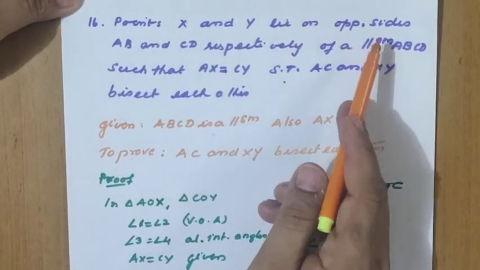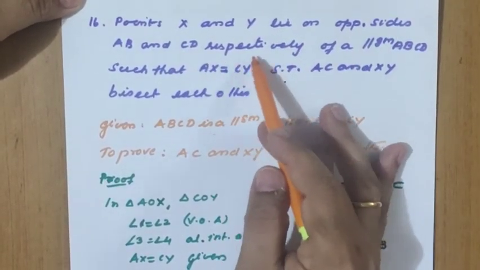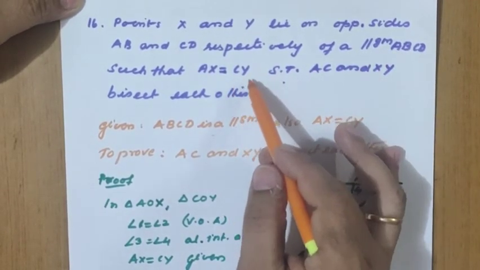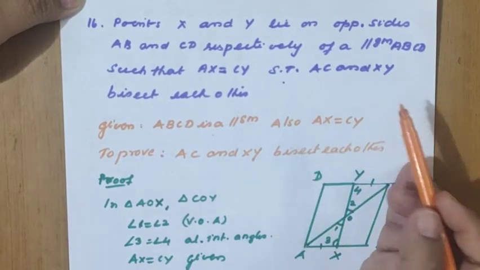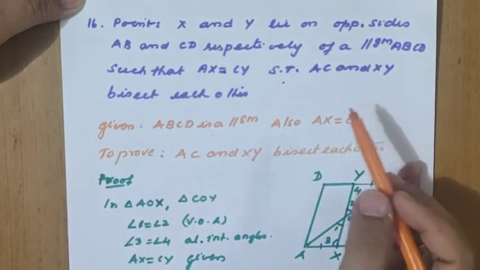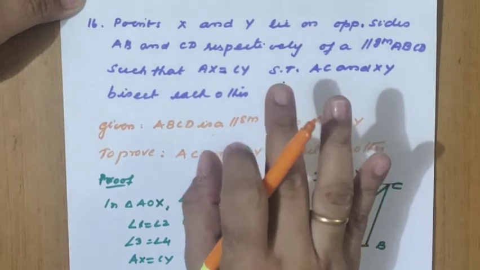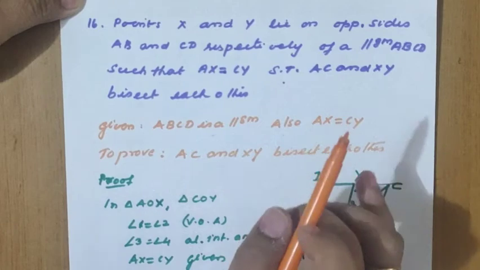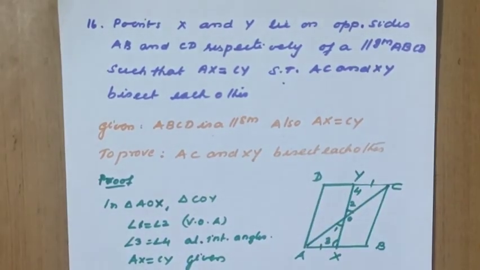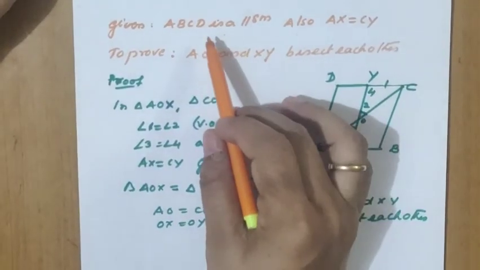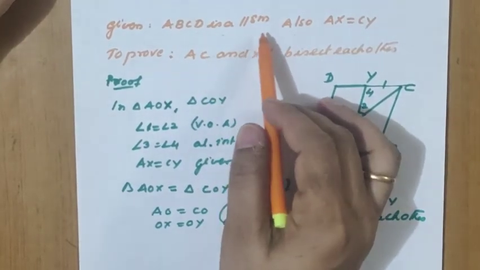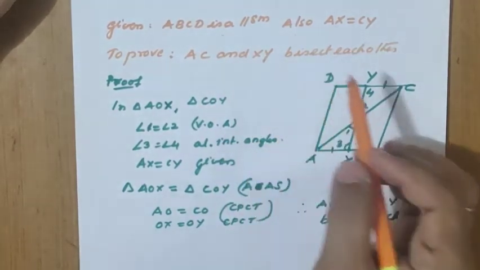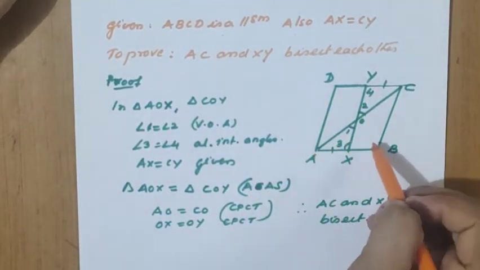Points X and Y lie on the opposite sides AB and CD respectively of a parallelogram ABCD such that AX equal to CY. Show that AC and XY bisect each other. In this particular question, no diagram is given. So we have to start from the diagram onwards. First I will complete the given and to prove. ABCD is a parallelogram, AX equal to CY. To prove AC and XY bisect each other. Let us try to draw the diagram first.